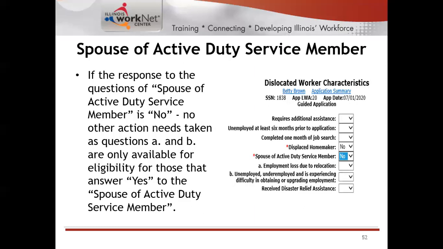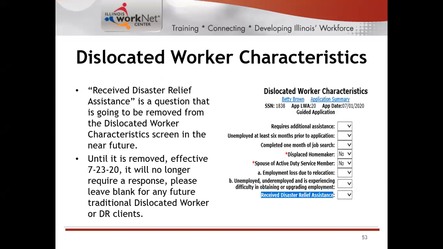And then if there's a no to the question of spouse of service member, then the other 2, A and B, should not be answered. And the logic would tell a person that if they try to put an answer in A or B, if you have a no, internal logic won't let you.